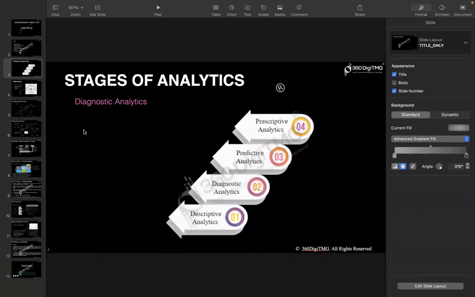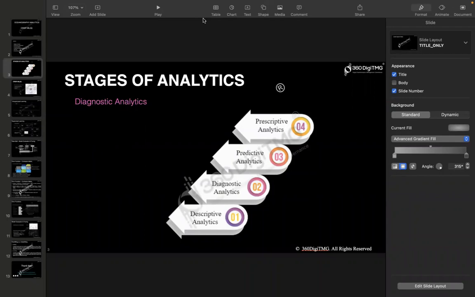Why did it happen? It is characterized by techniques such as drill down, data discovery, data mining, and data correlations. The purpose of diagnostic analytics is to determine the root cause of an occurrence or trend. Often a trend is identified using earlier descriptive analysis steps.